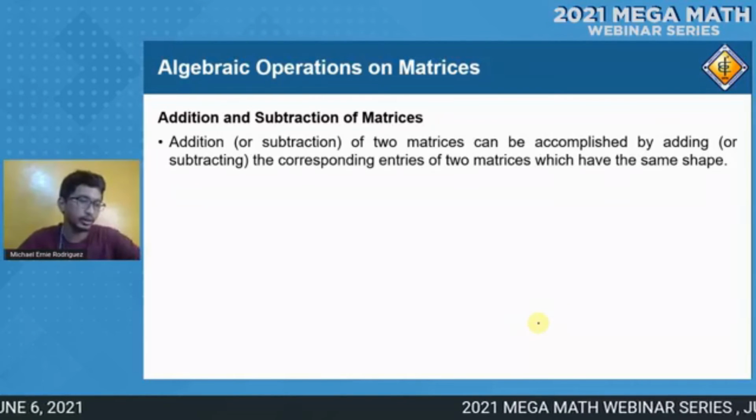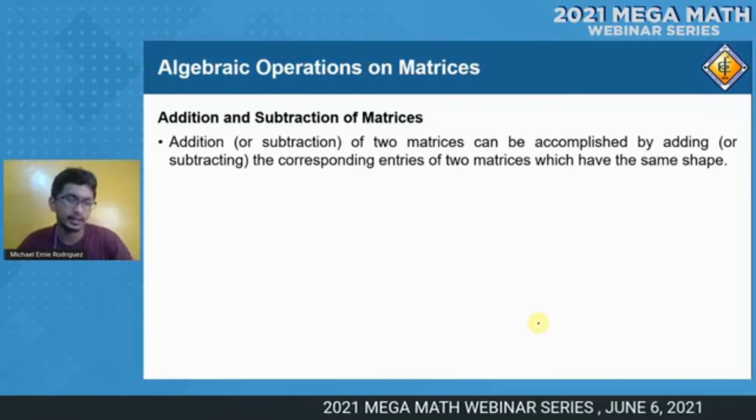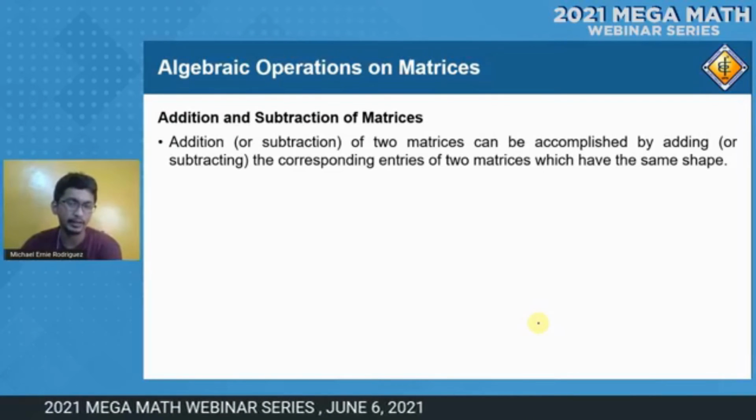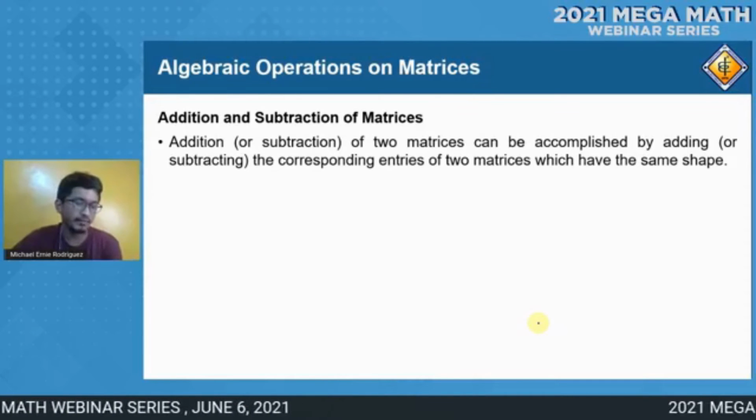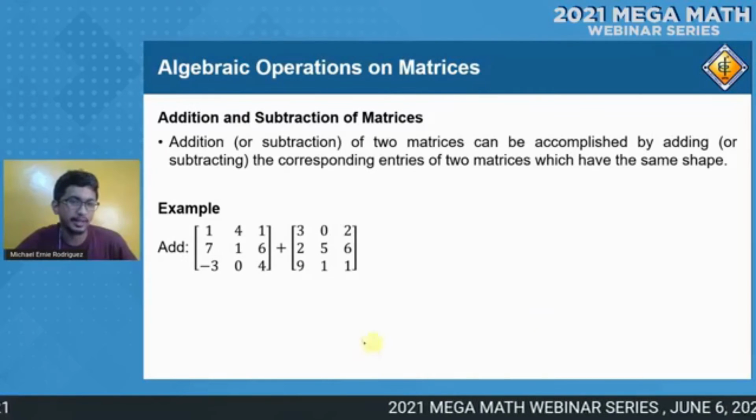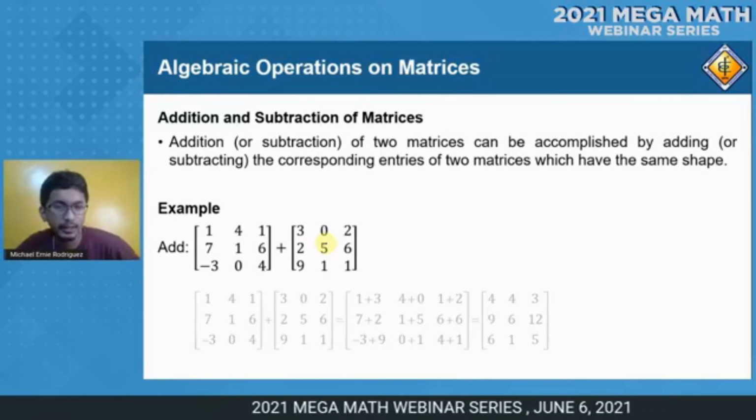So addition or subtraction of two matrices can be accomplished by adding or subtracting the corresponding entries of two matrices which have the same shape. So for example, we add this matrix A and matrix B.